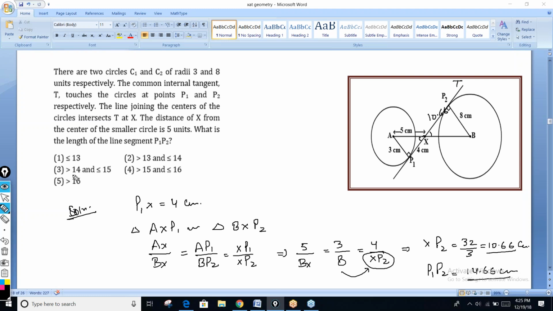So what is the answer? The answer will lie in the range of 14 and 15. The correct answer is 14.66, which is in the range of 14 to 15. So use similar triangles to get the answer. This was a doable question in the example. Come to the next one.